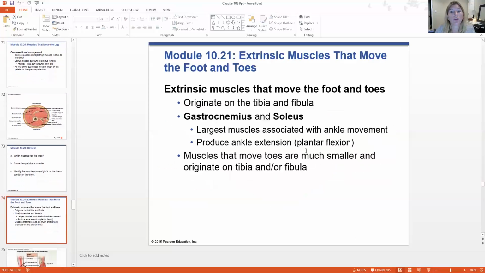Extrinsic muscles that move the foot and toes originate on the tibia and fibula, gastrocnemius and soleus being one of them. Those are our largest muscles associated with ankle movement. They produce plantar flexion, and muscles that move the toes, just like muscles that move the hands, are much smaller.